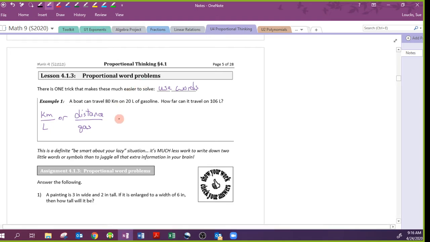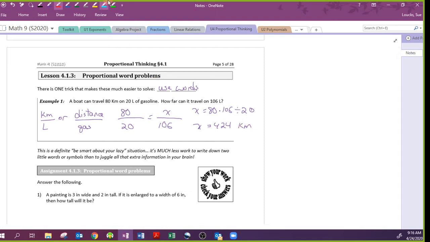So I've got my something equals something. My recipe is that I can go 80 kilometers on 20 liters, and I want to know how far I can go for 106 liters. So my x goes up here. So x equals 80 times 106 divided by 20. I get my calculator out and I get 424. And I know that my answer is in kilometers because my answer is up on top here and my units over here are kilometers. So I've recorded that already.